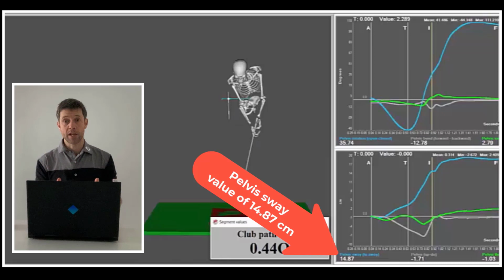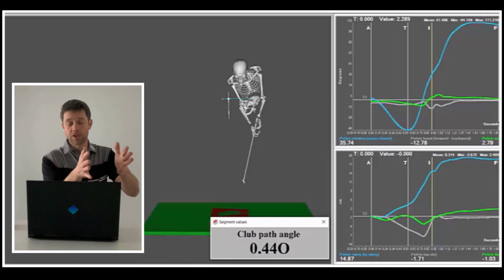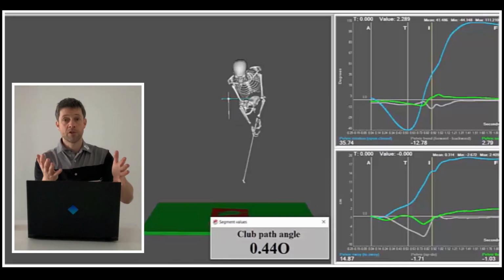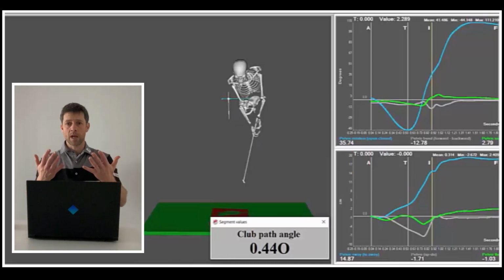And equally, once again, as shown by the arrow on the screen, we have a pelvis sway value. So a lateral move in that pelvis of just under 15 centimeters towards the target relative to its start position at point of impact. Certainly a very significant interest when we start to walk through the other two examples in this tutorial. We have the pelvis thrust value, once again as shown by the arrow on screen, of minus 1.03 centimeters, in essence away from the target.